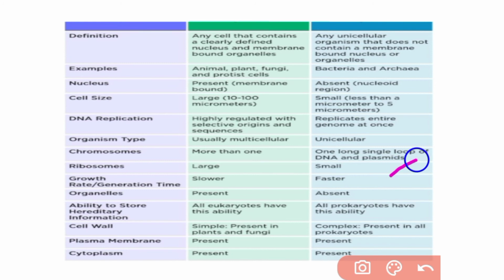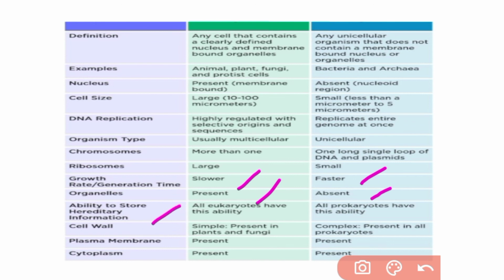Eukaryotes have more than one chromosome, and prokaryotes have one long single loop of DNA and plasmids are present. Ribosomes in eukaryotic cells are large, and in prokaryotic cells ribosomes are small. Growth rate or generation time in eukaryotic cells is slower, and in prokaryotic cells faster. Organelles are present in eukaryotic cells, and in prokaryotic cells organelles are absent.